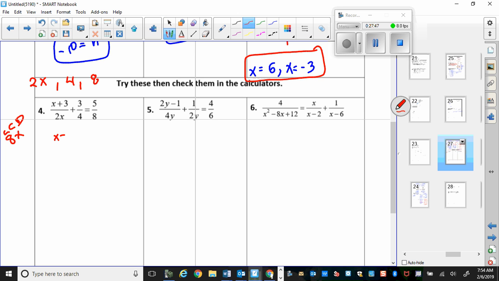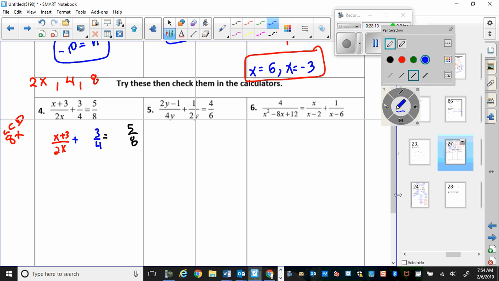So I'm going to say x plus 3 over 2x. That's one fraction. Plus 3 over 4 equals 5 over 8. So I need to produce 8x in that denominator. I need to produce 8x in the denominator.